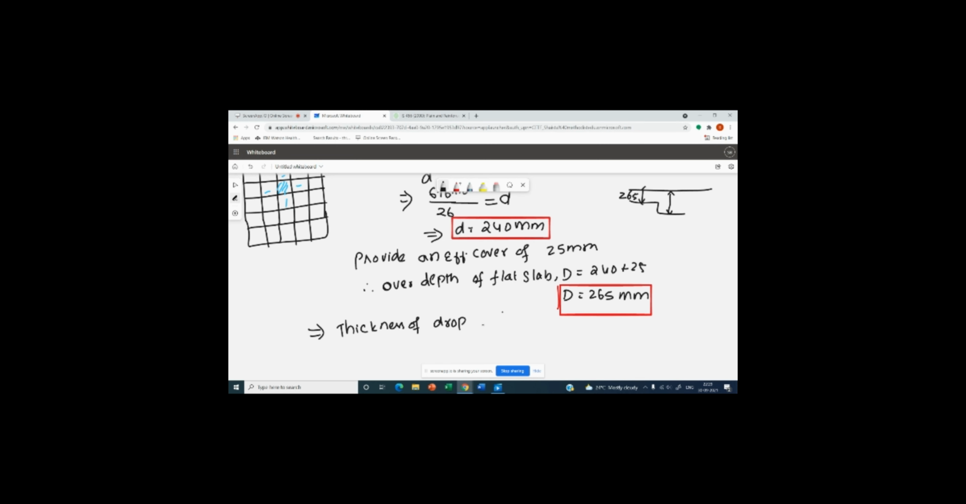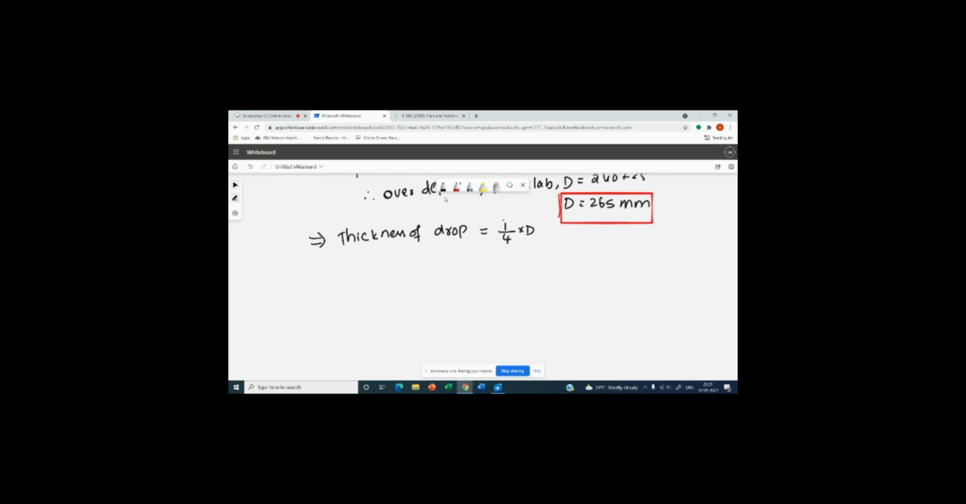Thickness of drop, as per the IS 456 clause, is 1/4 the total thickness. You can check it, it's there in the IS 456. So 1/4 of 265 mm comes to 70 mm approximately. 4 6 are 24, 4 7 are 28. It will be something like 65 plus something. So you have to round it off to something more than that. In the design you can go for something higher to round off the decimal points, not the lower point.